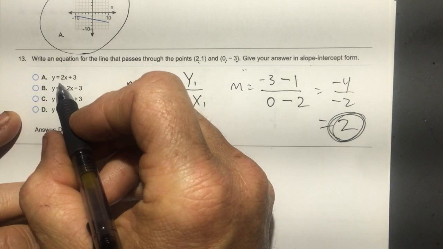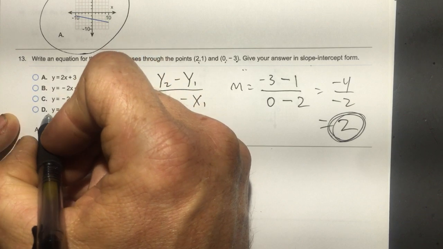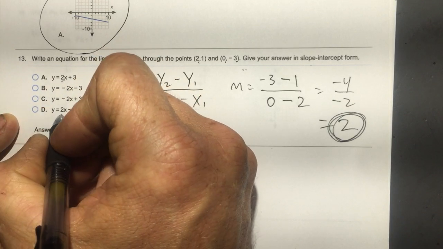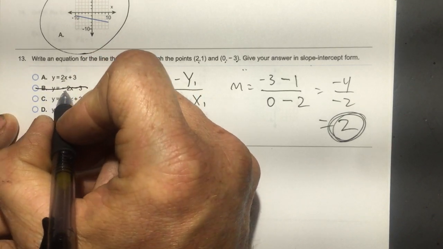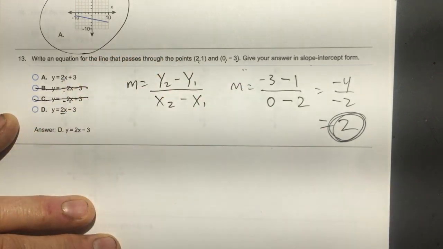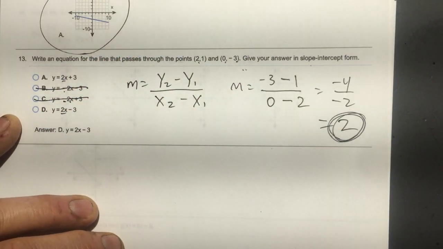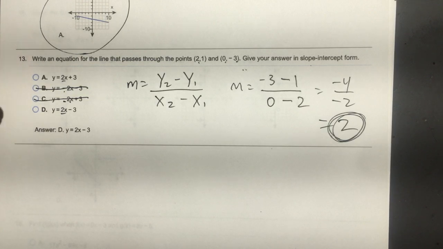So if I look at these, it could be A, could be D, because both of these have the slope of 2. It's not this one, because that says negative 2. That one says negative 2. It can't be those two, because those have the wrong slope. It's got to be A or D.